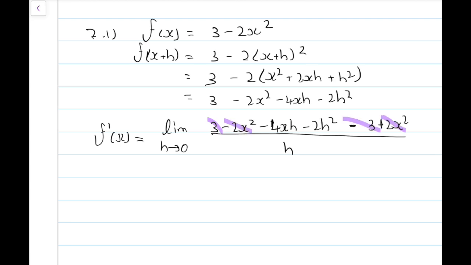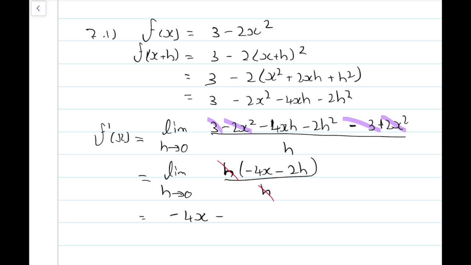And what we're going to be left with is the limit as h approaches 0 of minus 4xh minus 2h squared. So we're going to take out h as a common factor here. So this is h times minus 4x minus 2h, all over h. The h's are going to cancel out. And wherever you see h after that, you put it as 0. So minus 4x is our answer. And we know the derivative of this is just minus 4x. We know that, right, from the shorthand version.